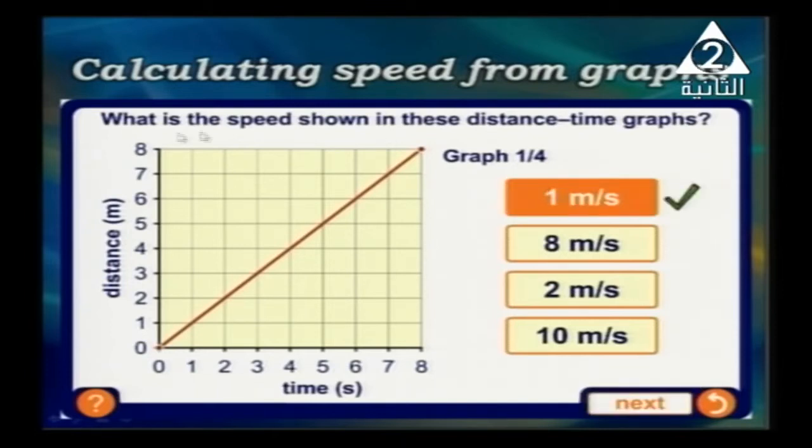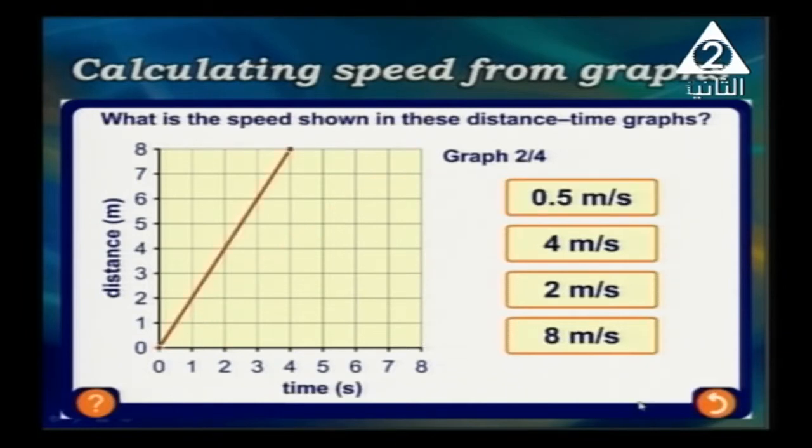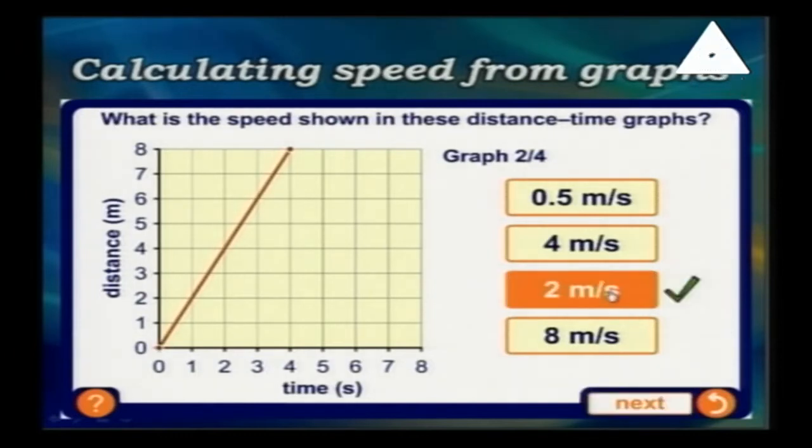Very good. Why? Because at this point it's 8 divided by 8, distance divided by time. Next one. What is the speed shown in this distance time graph? I need to calculate the speed. It is very easy. 8 divided by 4 means 2. Excellent, thank you.